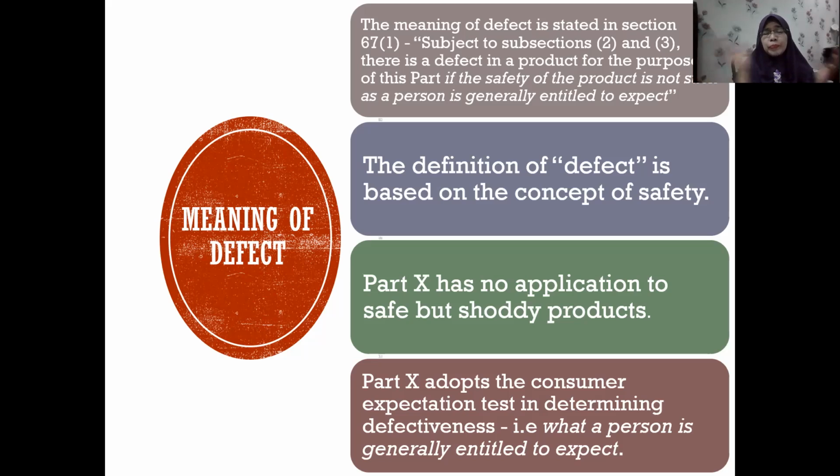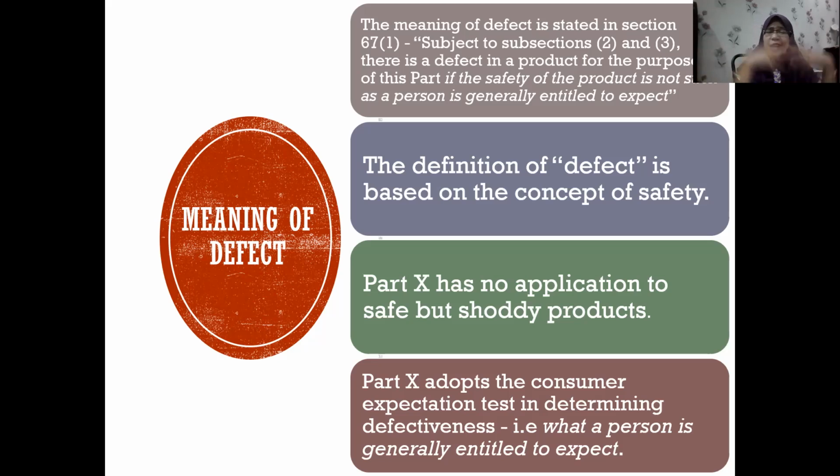It contains defect. Having said so, part 10 here has no application to safe but shoddy product, very low quality, but still it is safe. Then you cannot really apply part 10 of CPA. Because why? It doesn't satisfy the requirement of defects, because defect means not safe. Here it's safe, but it's just shoddy, not properly done. Not carefully manufactured, but still it is safe. So you choose to buy, then you have no remedy afterwards under this CPA.